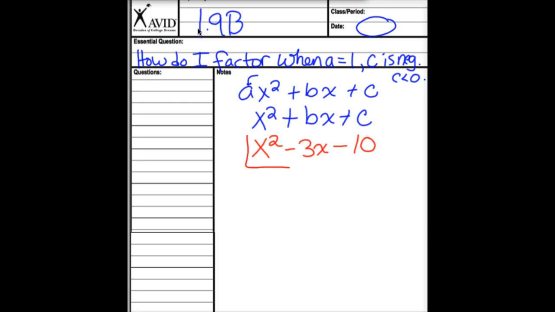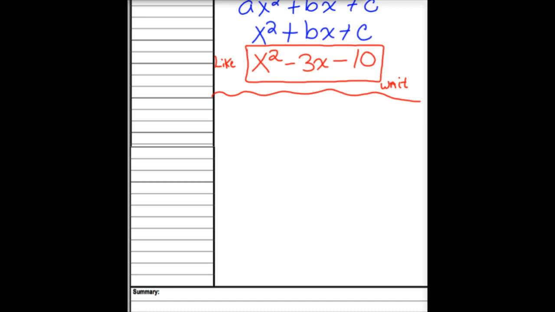So this one is going to be kind of like all the ones you get in this section, and we'll come back to that red one in just a moment. Before we do, let's put like, and then we're going to put over here. We're going to wait to do that one. We'll do it in just a moment. I want to review how we factor when that last term is a positive.